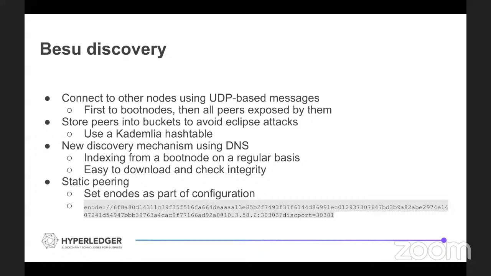Those peers get stored into specific buckets. So we use a Kademlia hash table that allows us to sort the peers that we connect to in separate structures, so we don't get peers that all look the same. This is important because if you don't pay attention to that fact, you can actually get an eclipse attack. You can only connect to a few peers that may feed you bad data, bad blocks, right?